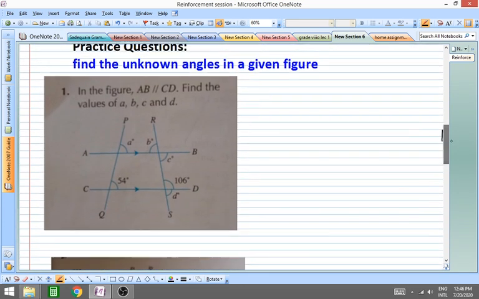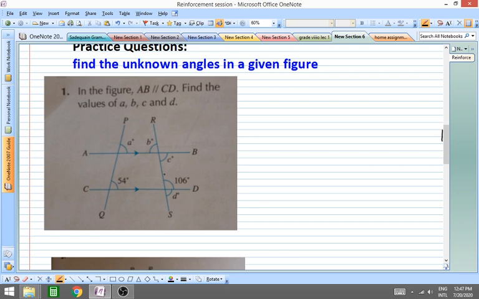Now I have taken a few questions in which you are asked to find the unknown angles in a given figure, and definitely you would need to apply the above mentioned formulas or the definition of angles. Now in this case, AB is parallel to CD is given to you. It means you can apply the concept of alternate angles and corresponding angles. Even vertically opposite angles can be seen as many lines are intersecting with each other.